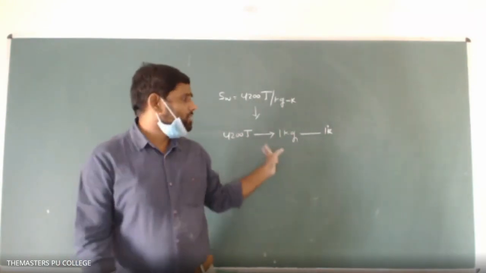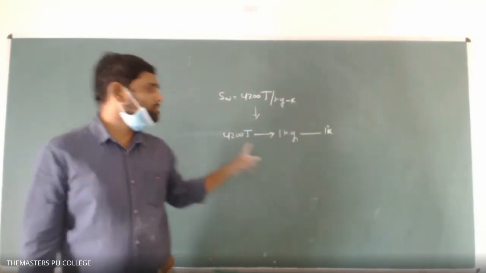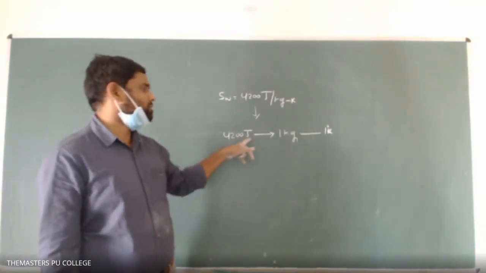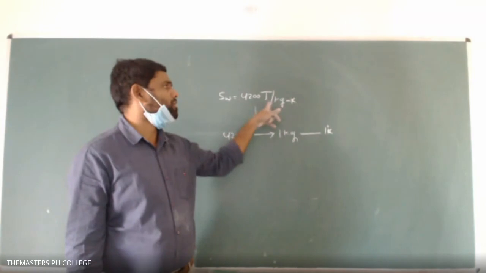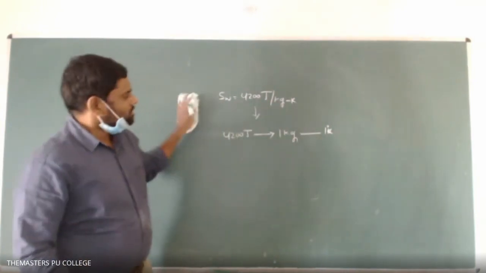That is the reason: the specific heat of water. Specific heat of water is 4200 joule per kg Kelvin. Right, this is enough.